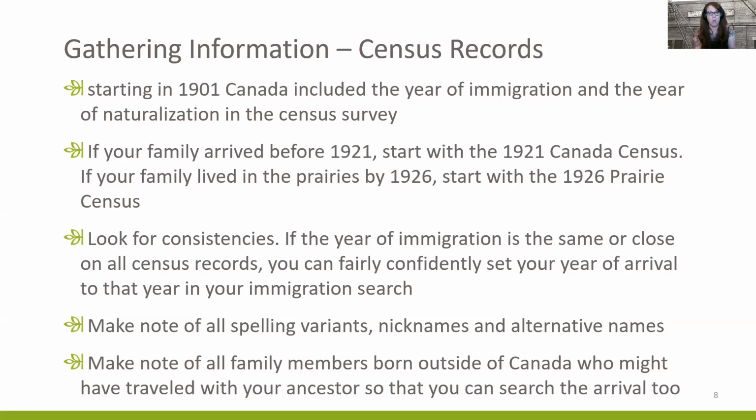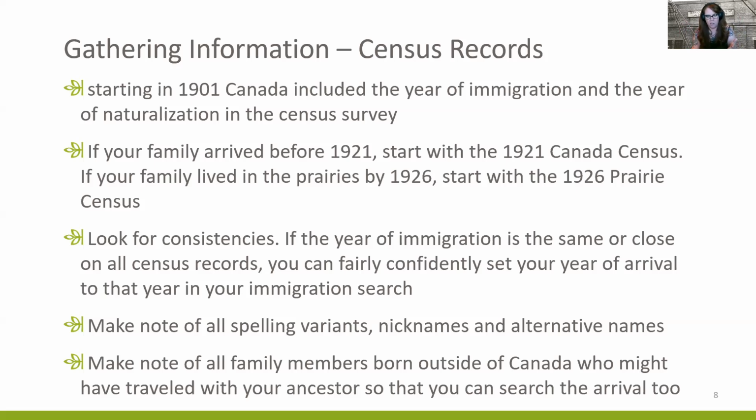Unfortunately, that census is not on Ancestry.ca at this time, but you can find it on FamilySearch and on Library and Archives Canada. So start there, collect as much information as you can. Make note of the year of birth, the year of immigration, and the year of naturalization. And you're looking for consistencies. If the census records are consistently saying that somebody arrived in a specific year, it's probably that year or really close. So what we're trying to do is really narrow our arrival year when we're searching the immigration records.